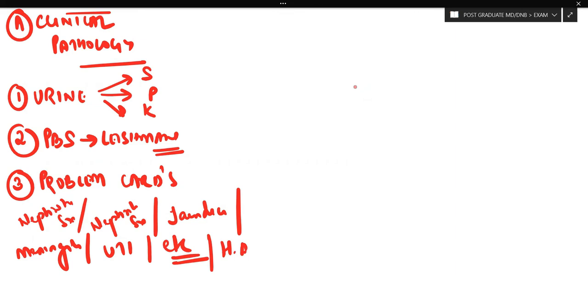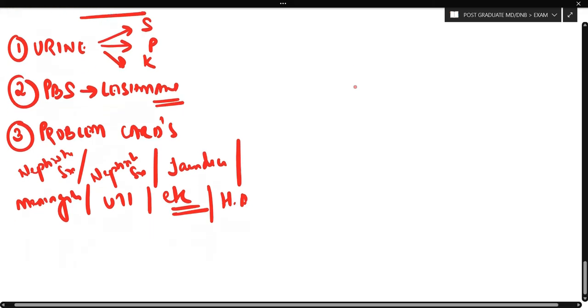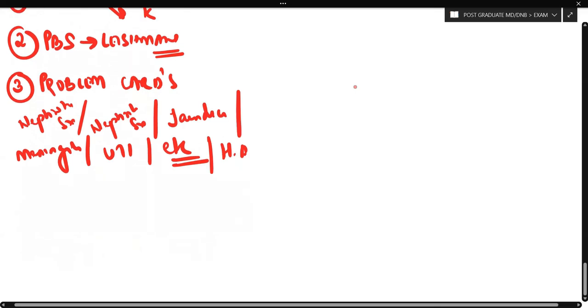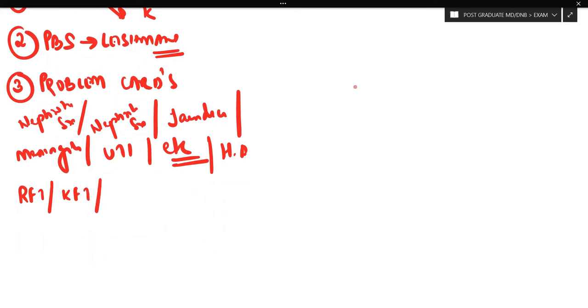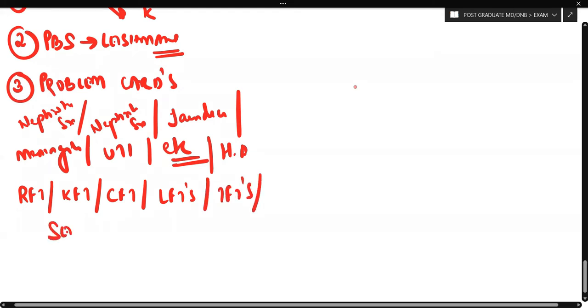Now, for the problem cards, it is important: every university has its own set of problem cards. So, at the time of the practical, you will be shown which problem cards will be kept, and you should read about that in detail. What is very important is that these problem cards are usually based on the renal function test, kidney function test, or cardiac function test, or liver function test, or thyroid function test, or, for example, even the semen analysis. So, you have to read these topics in detail on the basis of your problem cards.